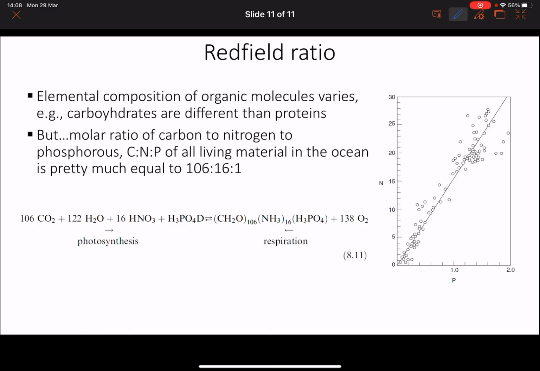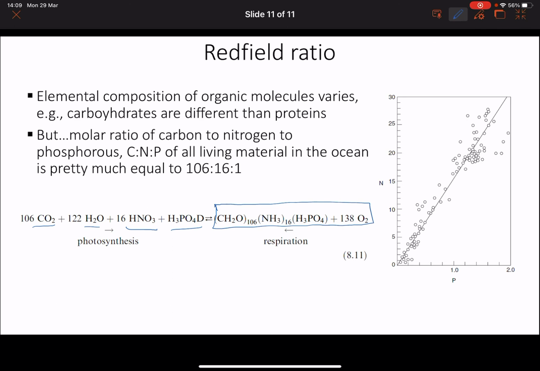Lastly, I want to introduce the idea of the Redfield ratio. This is something that's really interesting. A bunch of measurements were taken a long time ago, in part by this guy, Alfred Redfield. And what they found was that if you think about what's needed for photosynthesis, right? You need CO2, you need water, you need nitrate and phosphate. We've already talked about that. And you form this organic matter.